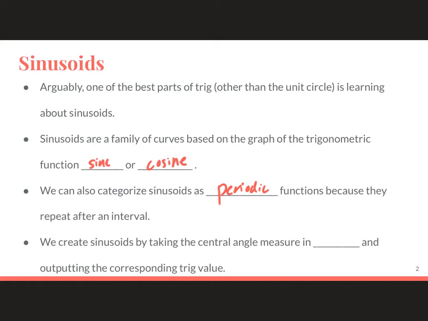And so we create sinusoids by taking the central angle measure, typically in radians, right? And outputting the corresponding trig value. You can do it in degrees. It doesn't really matter. You're going to end up getting the same terminal point value. But just because most of our work going forward is going to be in radians, I would recommend that you find these values based on radians.